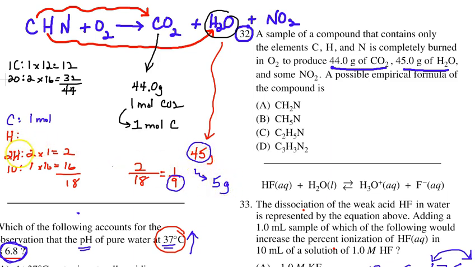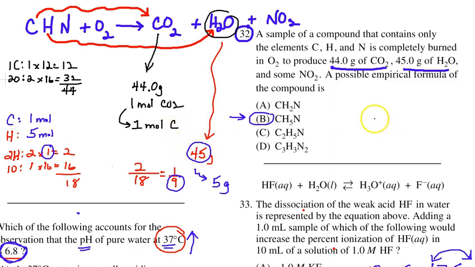And what do I know? The molecular mass of hydrogen is 1 gram per mole. Hydrogen atoms, not molecules. So I have 5 moles of hydrogen. And so I have a 1:5 ratio. The only one there with a 1:5 ratio is choice B. So that's how I did that.